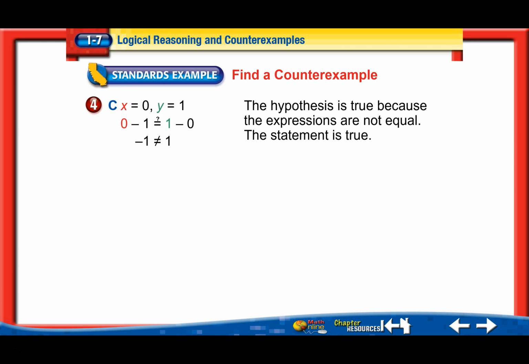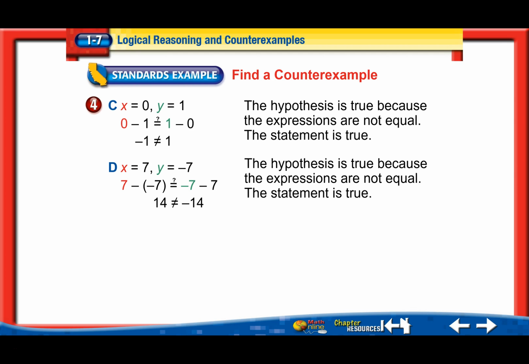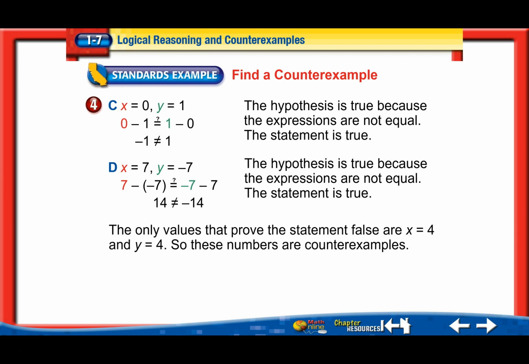0 minus 1 and 1 minus 0 are not equal, so that one's true. 7 minus negative 7 would actually come out to 7 plus 7, so 14 and negative 14. So that one is also true. The value that proves the statement false would be the counterexample, so 4 and 4 together would be the correct answer.